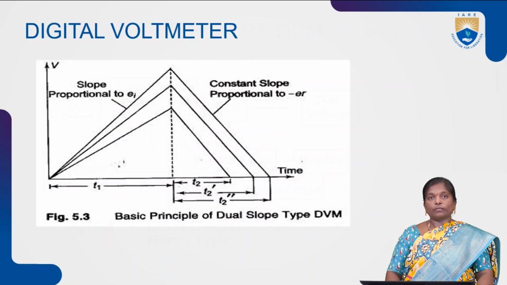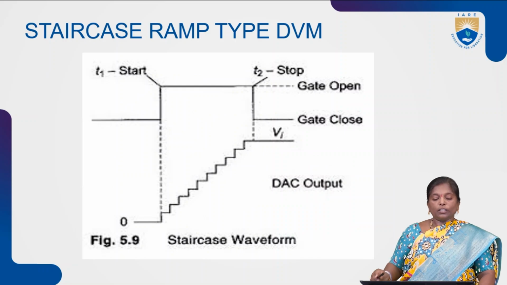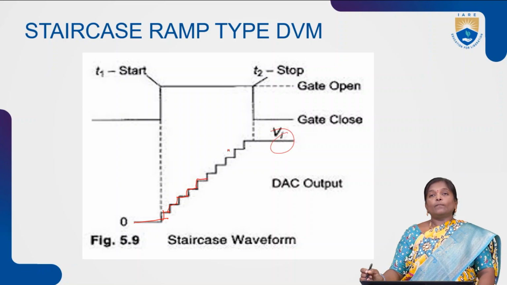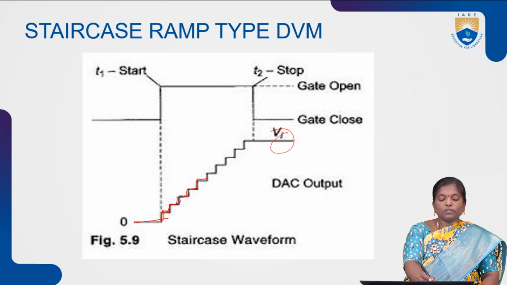Next one is the staircase ramp type of DVM. This staircase ramp type of DVM is one type of digital voltmeter. Here the input voltage varies in steps. And finally, whenever the input voltage is equal to the reference voltage, then we get the output. But here the step size is maintained as constant.